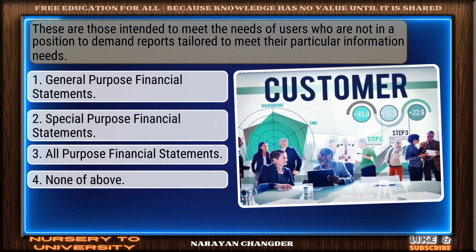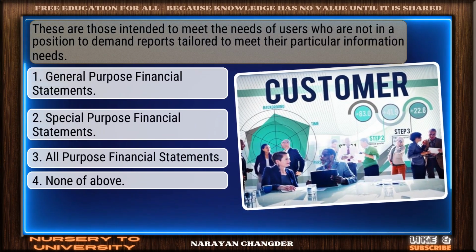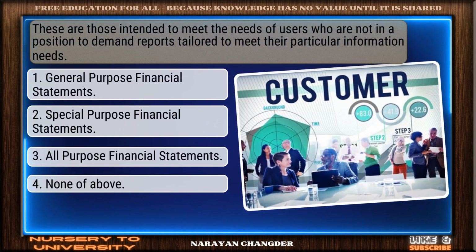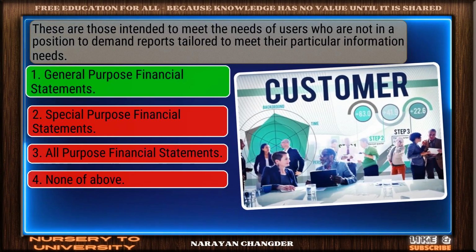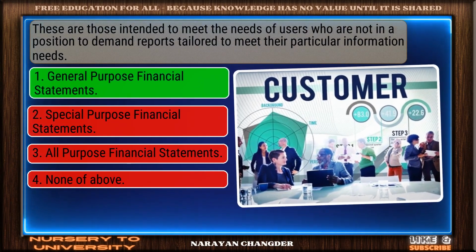These are those intended to meet the needs of users who are not in a position to demand reports tailored to meet their particular information needs. Correct. General purpose financial statements is the right answer.